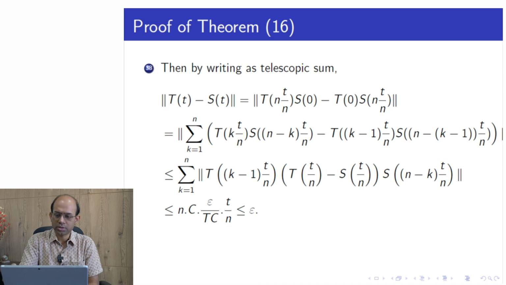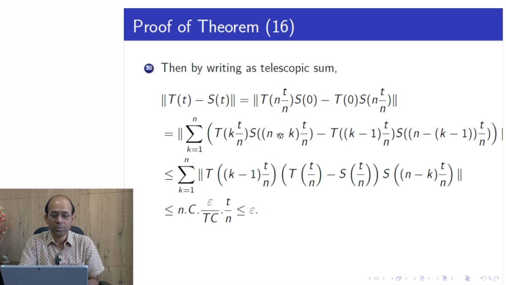So this norm is outside, and here also there is a norm. Now the norm of a sum is less than or equal to the sum of norms. So use this triangle inequality to write down the summation k equal to 1 to n of the norm of capital T of. Here we do a little more simplification. T of k t by n is rewritten as T of k minus 1 times t by n times capital T of t by n.